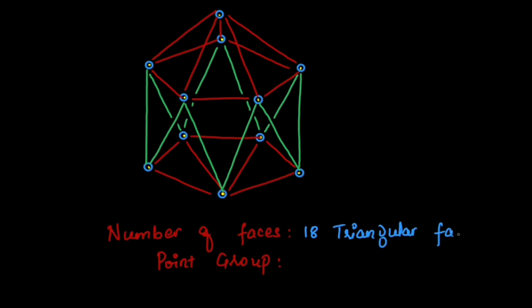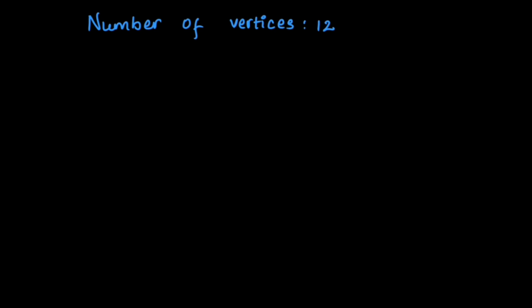Point group is very unique. It belongs to C2V, which cannot be visualized from this two-dimensional structure. For number of vertices 12, the basic geometry is an icosahedra. Icosahedron refers to 20. There are 20 faces in this polyhedra.